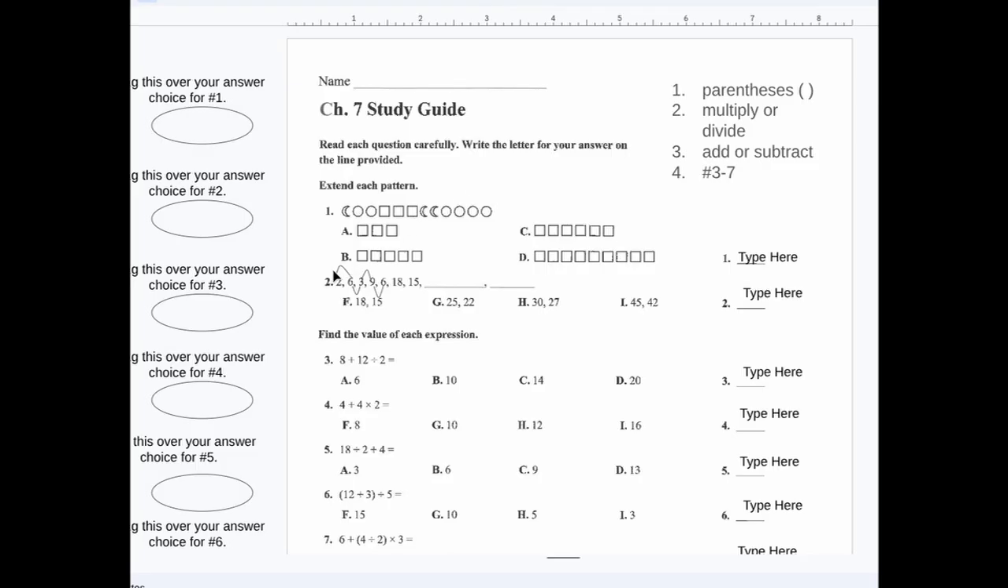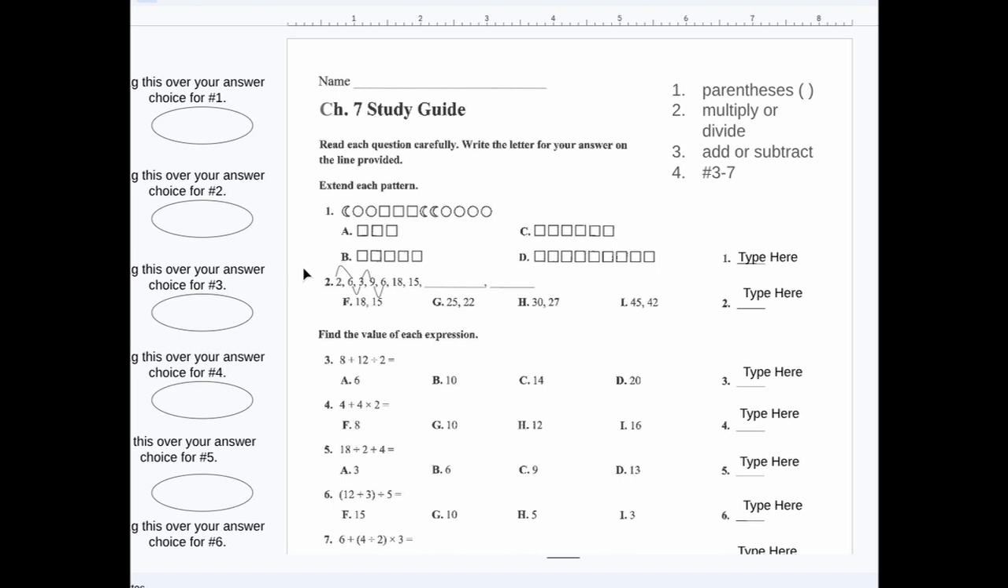Okay, number 2, you need to pay attention to it as well. From 2 to 6, they did something. But from 6 to 3, they did something different. But from 3 to 9, they did the same thing as they did from 2 to 6. So this one and this one, 2 and 6, and 3 and 9, they did the same thing. So it could be adding, it could be multiplying, it could be dividing, or it could be subtracting.